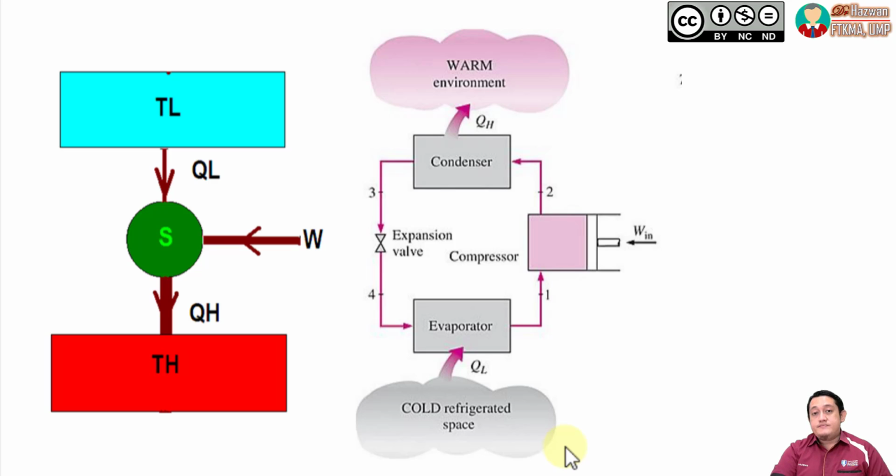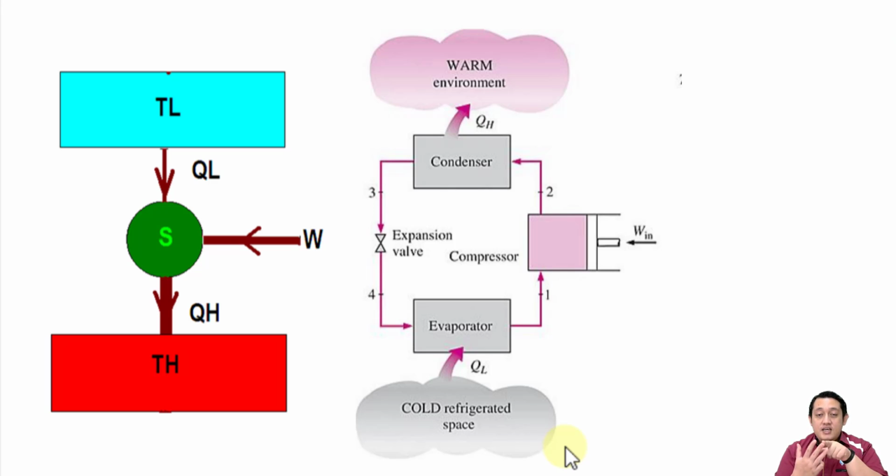If you see, compressor, condenser, expansion valve, evaporator. C, C, E, E. If you remember C, C, E, E, then I think it should be fine. C, compressor. C, condenser. E, expansion valve. E, evaporator. These four. Don't forget, C, C, E, E.